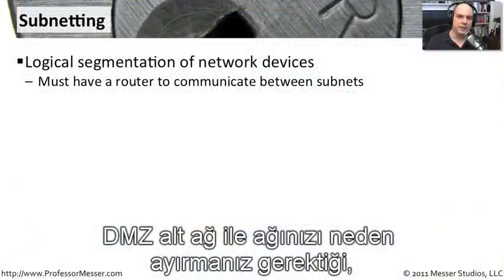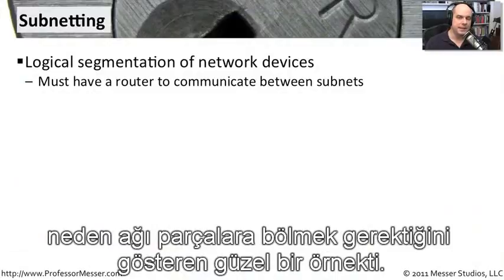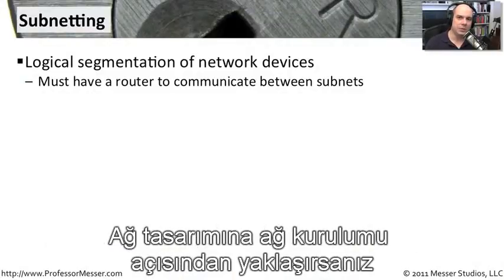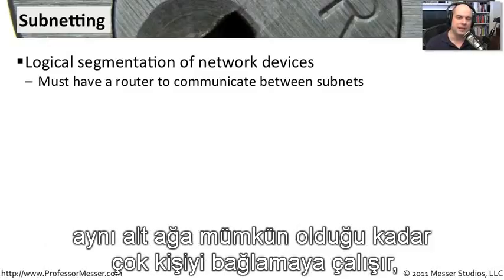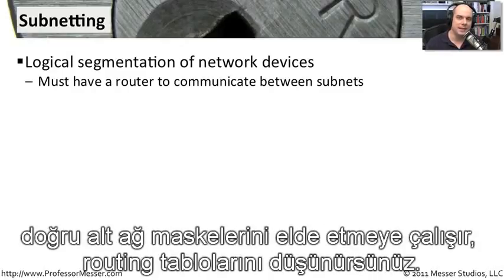A DMZ is a really good example of why you would want to subnet the network. Why would you want to split it up into tiny pieces? When you're looking at the network design from a networking perspective, you're trying to maximize the number of people that you can have on a subnet. You want to get the right subnet masking. You're concerned about routing tables within a router.